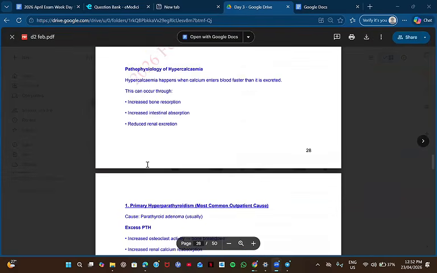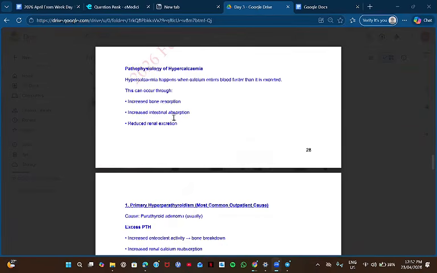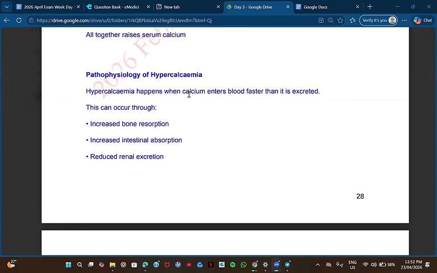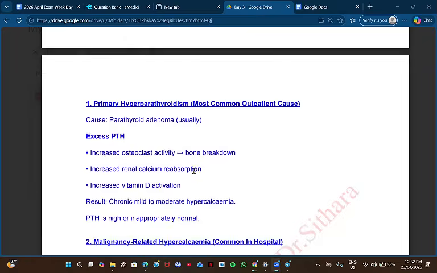Okay, let's discuss the pathophysiology of hypercalcemia. In pathophysiology, we have three things. If the regulation is disturbed, that can cause hypercalcemia. What is happening? Increased bone resorption, and bone resorption increase means there is hypercalcemia. Then increased intestinal absorption by activated vitamin D, and then reduced renal excretion. These are the three main mechanisms of hypercalcemia.